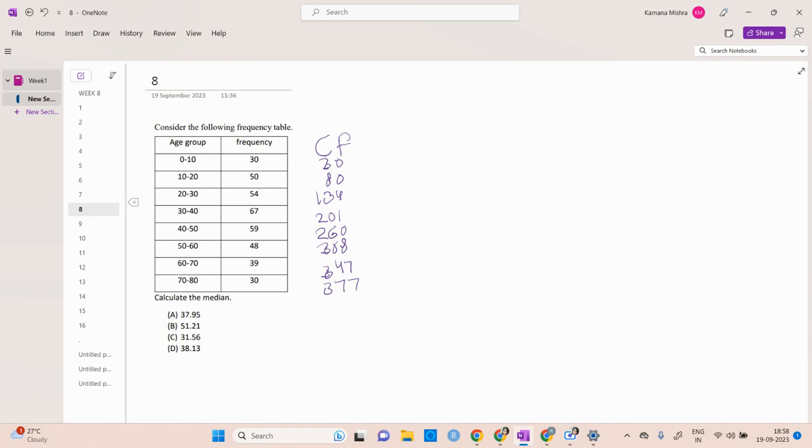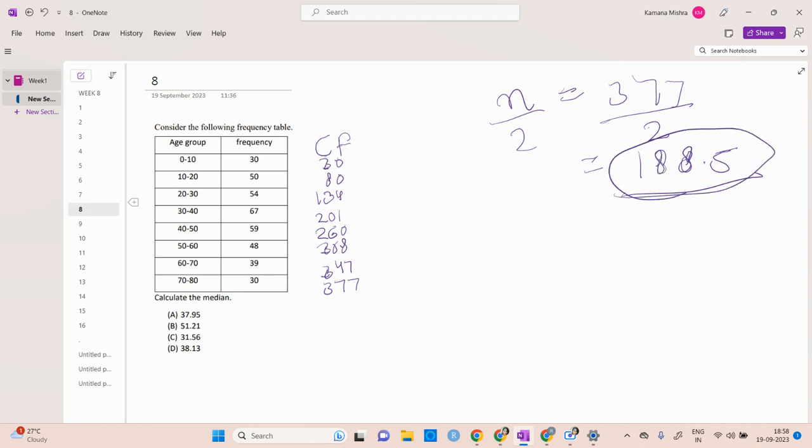Now firstly we will find n upon 2. N is the total, 377, divided by 2, just to find the mid value. This is 188.5, and then we will see where this value is occurring. So this value will occur in this region.